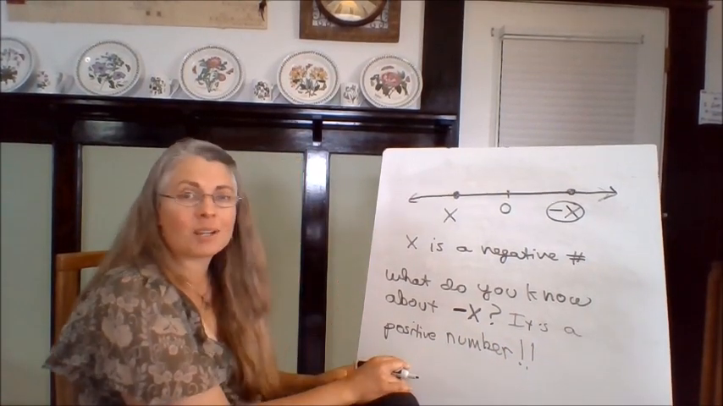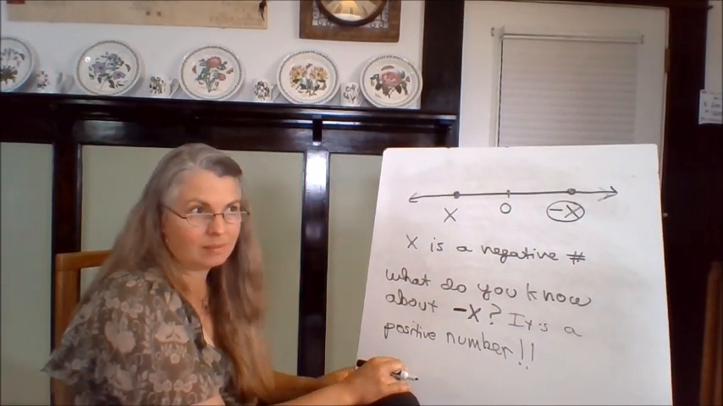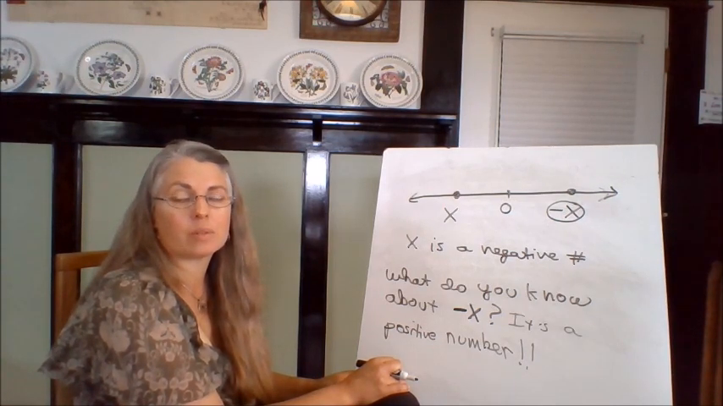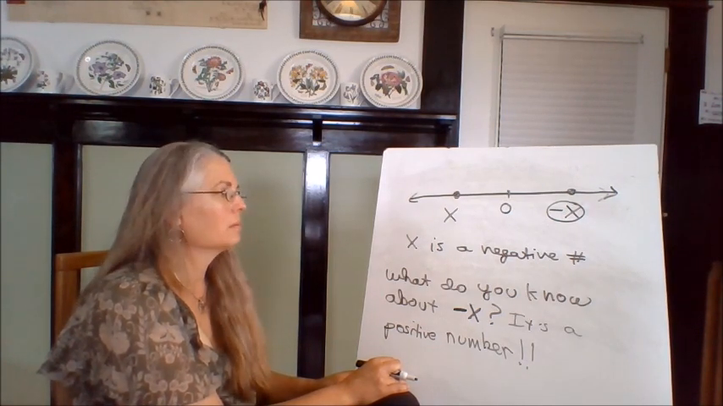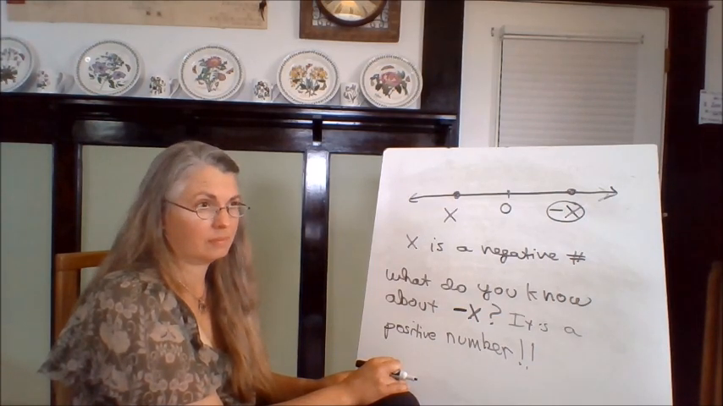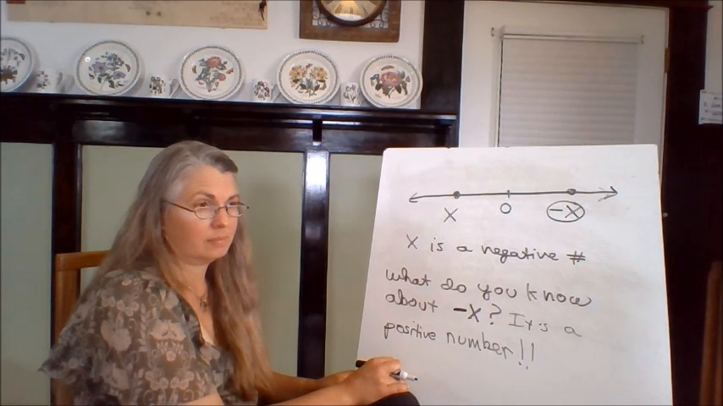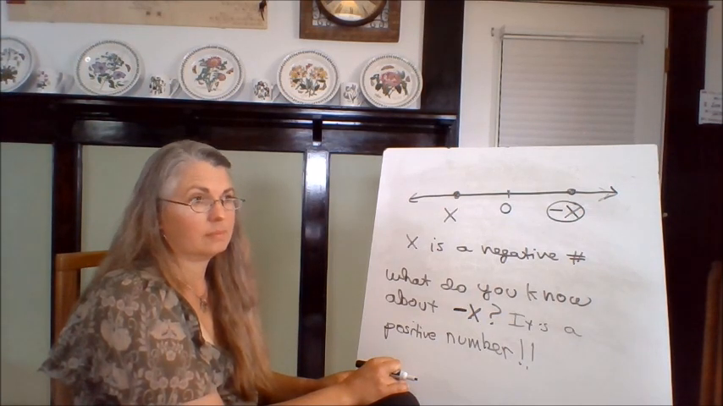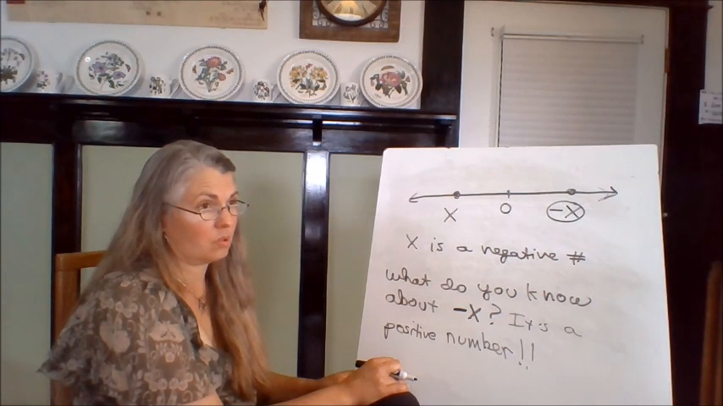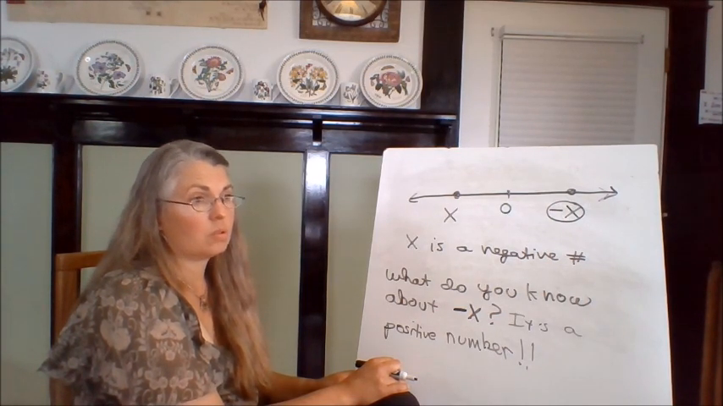Is this confusing? Yes, it is confusing. Negative x is a positive number. So x is a negative number, but x is not negative. The x that's to the left of the 0 is a negative number, but we don't say that it's negative x, even though it is a negative number.